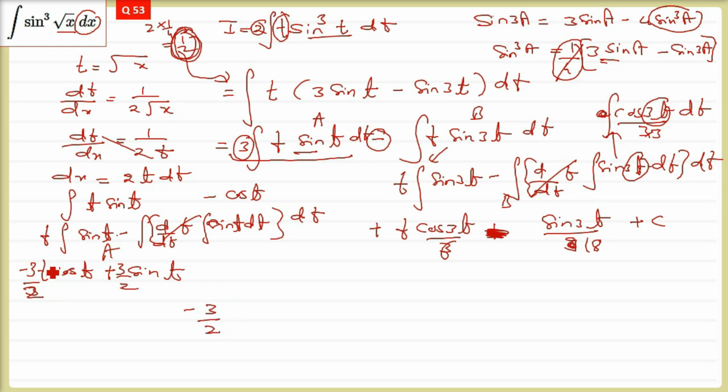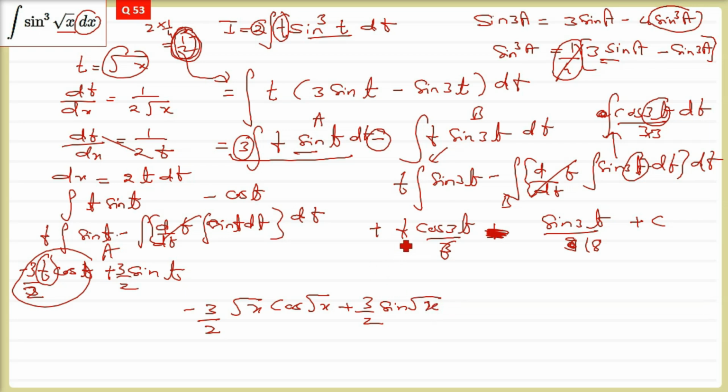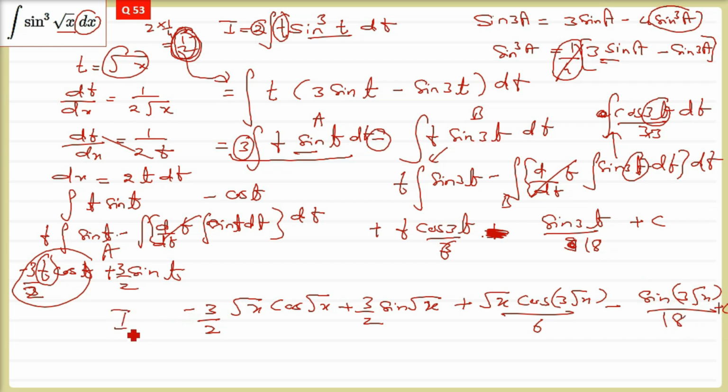Now at the same time I am replacing this t by under root x, which has to be the final change. So negative 3 by 2 under root x cos under root x plus 3 by 2 sine again under root x. Now subtracting these two terms, and because I have already changed the sign, it will be root x cos 3 under root x divided by 6, and since we changed the sign, positive has become negative, so minus sine 3 under root x divided by 18 plus the constant of integration, and this is your final result of the integration.